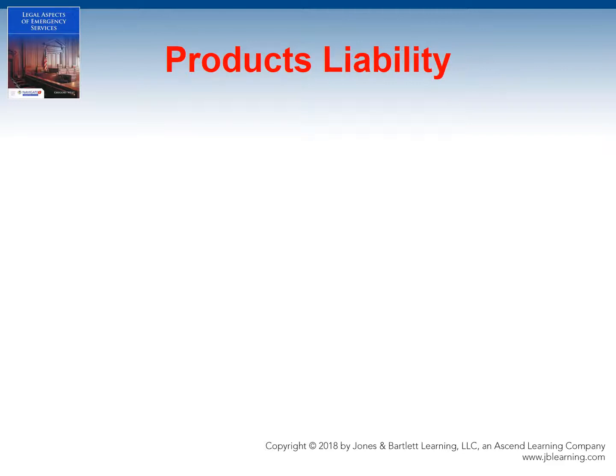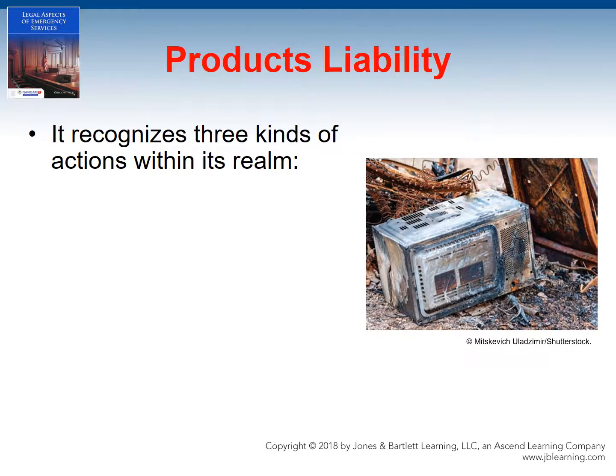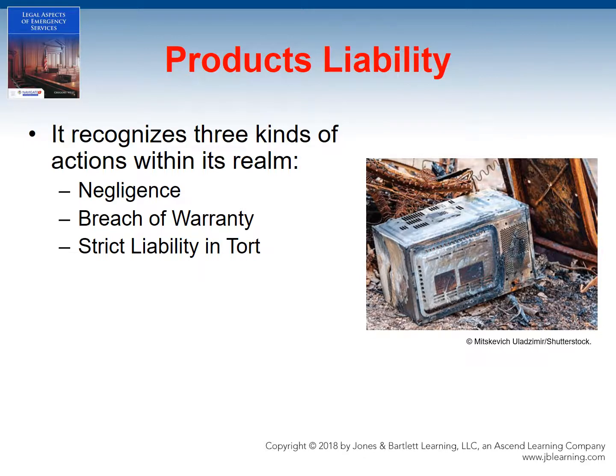Another category of civil wrongs, if you will, includes cases related to products liability. While not strictly a part of tort law, given that products liability law can stand on its own, this is as good a place as any to discuss the subject and its relationship to fire departments and EMS agencies. Within this realm are three different types of actions: negligence, breach of warranty, and strict liability in tort.